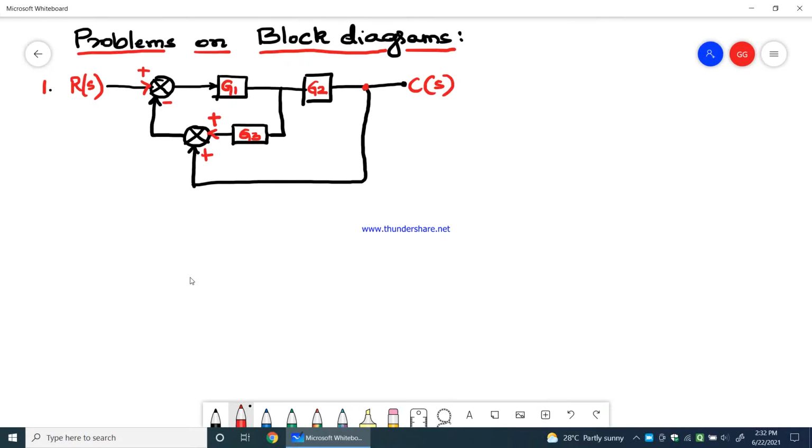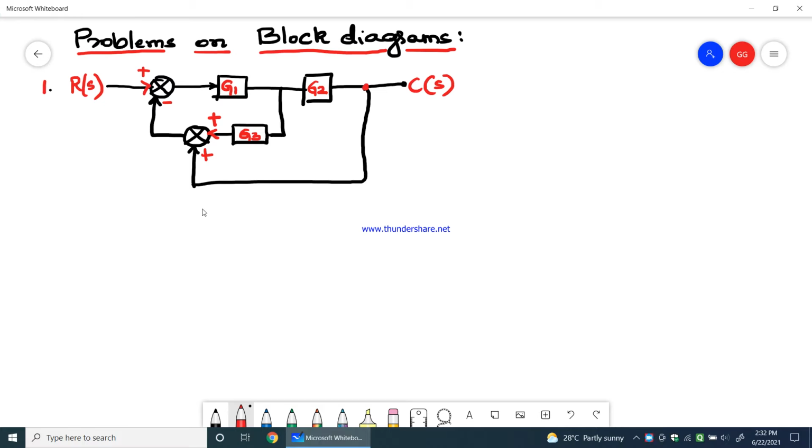Solve block diagrams given in control systems by applying block diagram reduction techniques. So I think in my previous video we have seen various techniques that we use to reduce the block diagram to find out the transfer function.